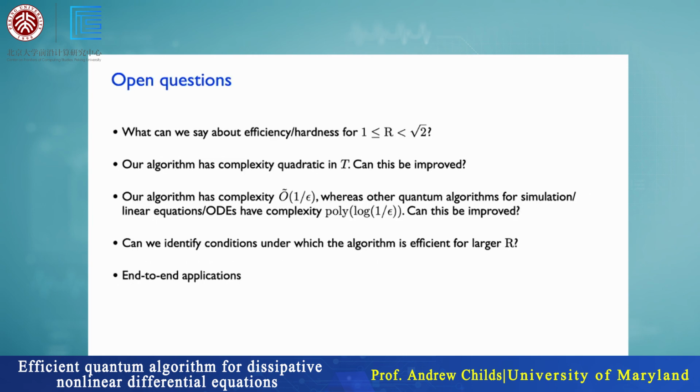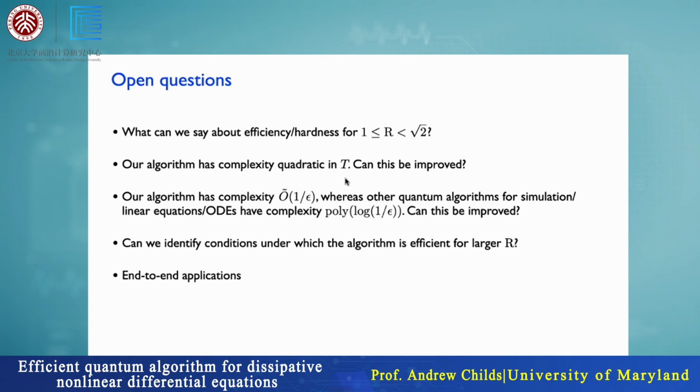So I think there's a bunch of interesting questions to think about for the future. We left open this window between R equals 1 and R equals the square root of 2, where we haven't characterized the efficiency or hardness of the problem. It would be nice to close that window, although I would say that's more of a technical thing than a practically important thing. Our algorithm has complexity that's quadratic in T, and I don't think we can expect performance better than linear in T, but it would be interesting to see where things should lie between linear and quadratic.